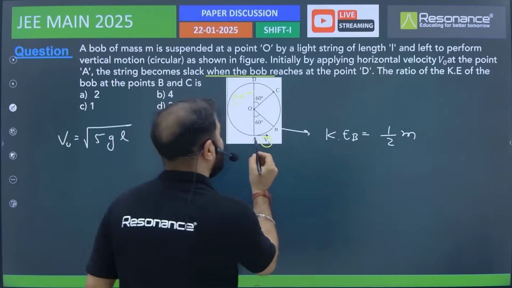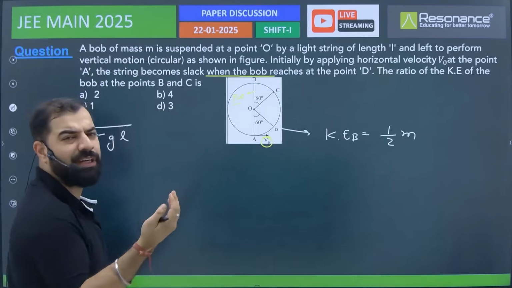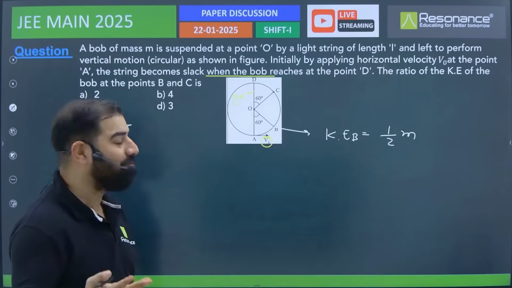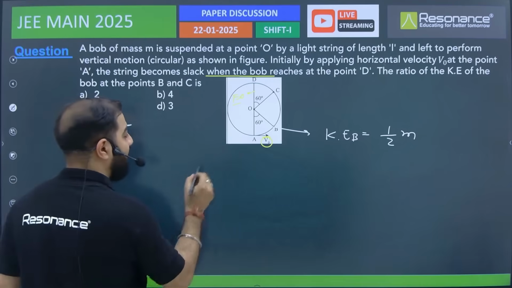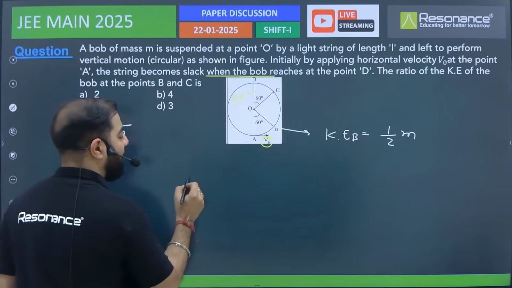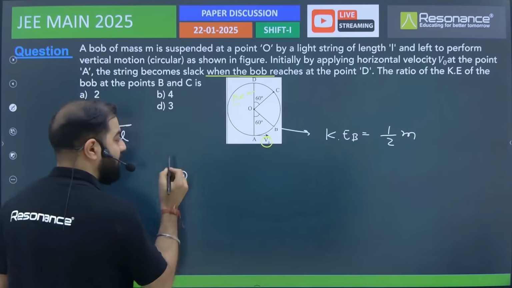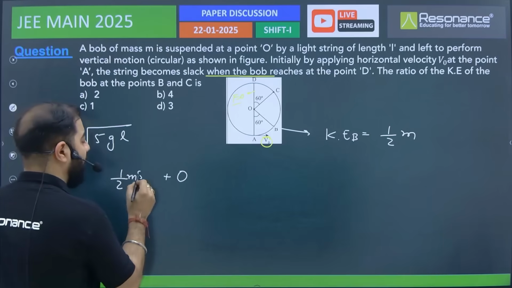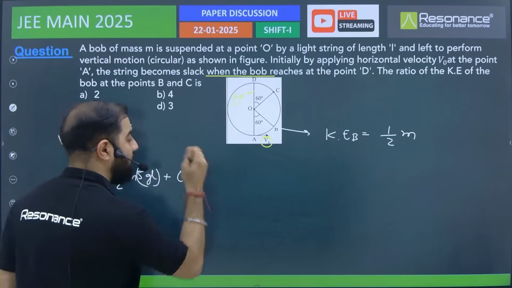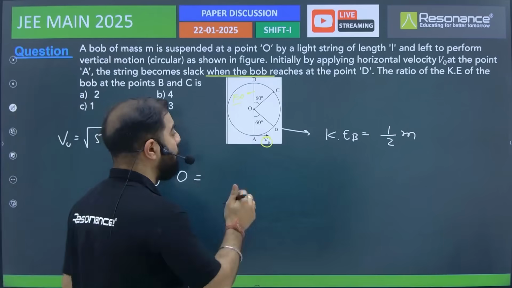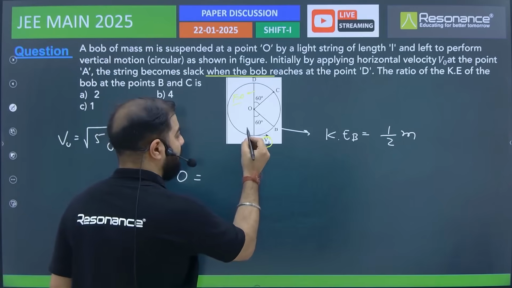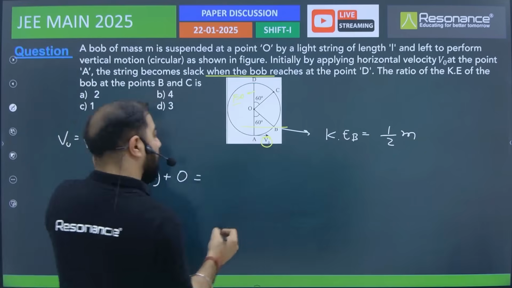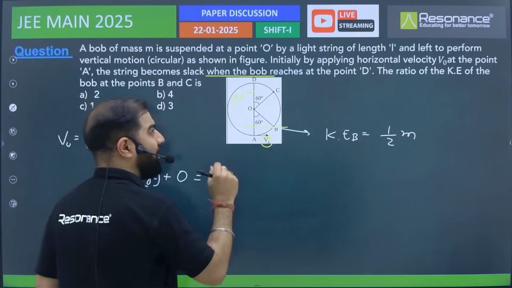So let's apply conservation of energy between point A and B. It's basic energy conservation. In vertical circular motion, one of the most important tools is energy conservation, right? So we can write, assuming potential energy is 0 at point A, 0 potential energy plus kinetic energy, half m v square with 5gl, is equal to potential energy at this level. At this level the height is L cos 60, which is L by 2.